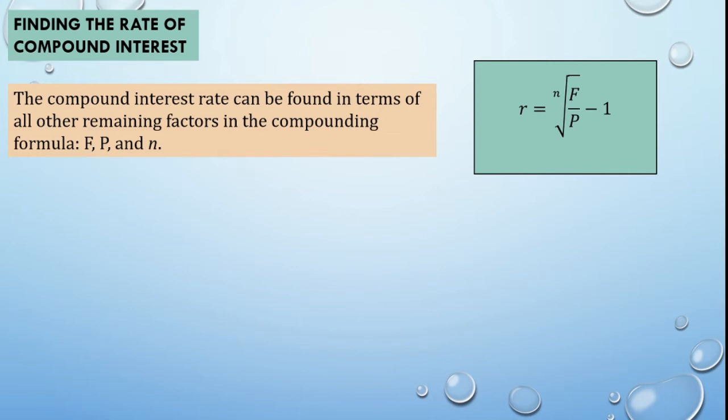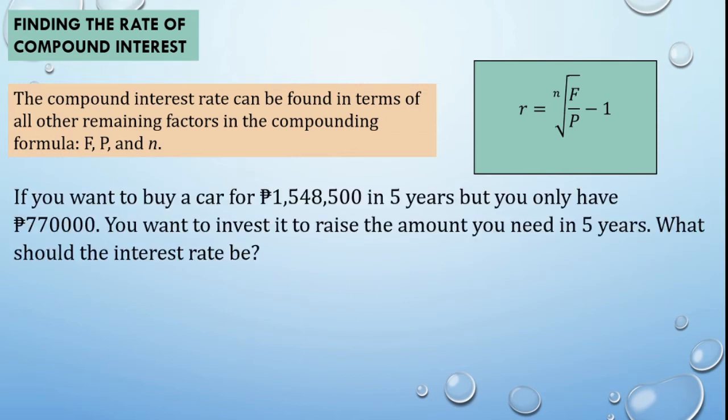The compound interest rate can be found in terms of all other remaining factors in the compounding formula: F, P, and N. If you want to buy a car for 1,548,500 in 5 years, but you only have 770,000, you want to invest it to raise the amount you need in 5 years. What should the interest rate be?